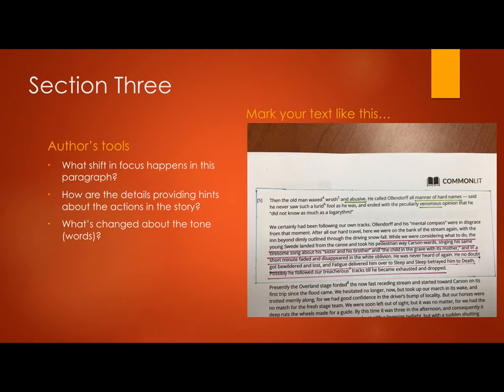And when we look at section 3, and I'm going to give you a second to mark that like I have up here, I want you to notice the change in the way the men treat each other. So go ahead and read this section and mark what I have marked, and look at the questions. What shift in focus happens in this paragraph? How are the details providing hints about the actions in the story? And what's changed about the tone again? So take a moment to talk about those words with your teacher and mark what I have marked in section 3.